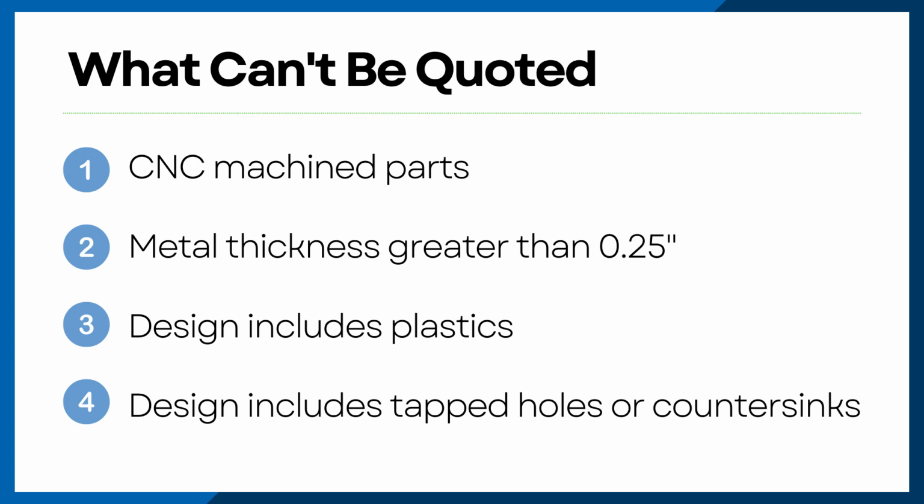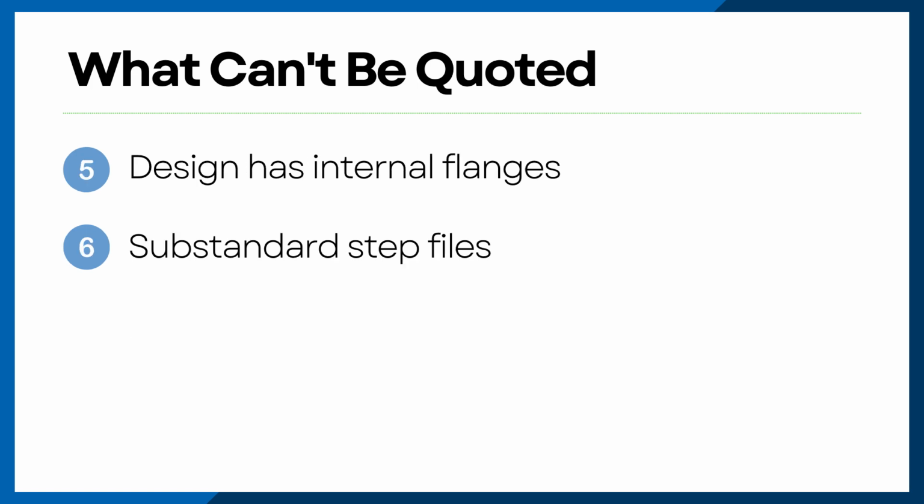Now there are a few situations which can lead to this scenario, and these include if CNC machined parts are involved, if your part's metal thickness is greater than decimal 25 inches, if your design has plastics in it, if your design has tapped holes or countersinks, if there are internal flanges, and if there's a substandard step file. Now you might wonder what constitutes a substandard step file. Well, at times the file that's been provided may visually resemble sheet metal, but it may not be recognized as such by the Instant Quoter.